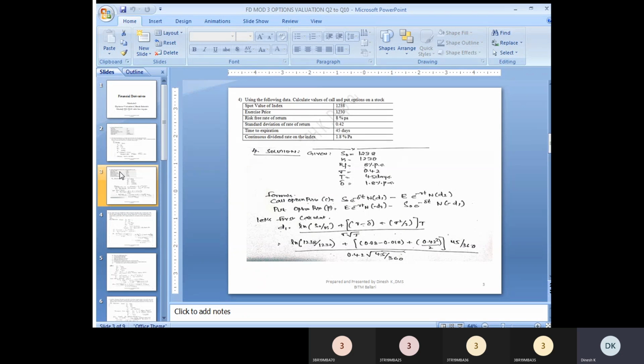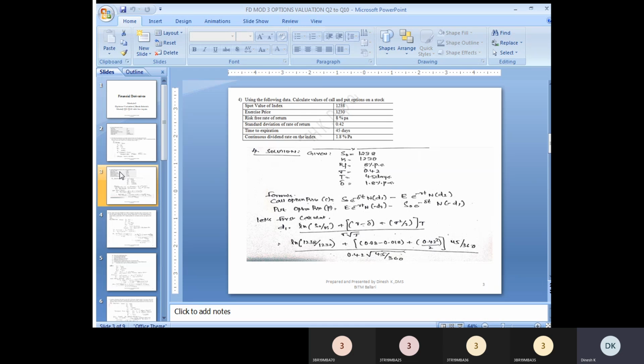Now let's try to understand question number 4. Using the following data, calculate the value of the call and the put option on the stock. We have a spot price, S naught, of 1238 and the exercise price is 1230. The risk-free rate, Rf, is 8% per annum. The standard deviation is given directly as 0.42.